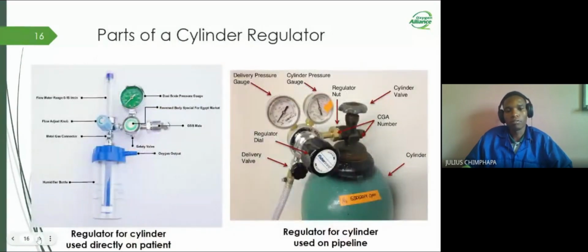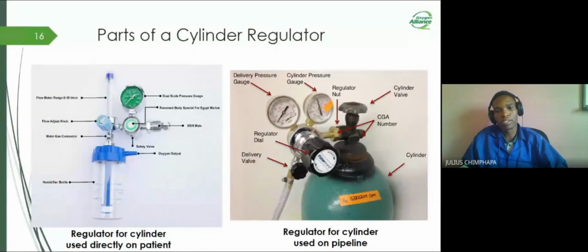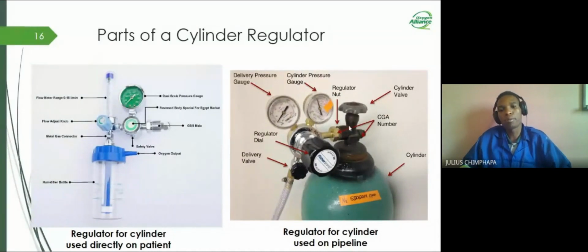And now moving on, let's take a look at some of the parts of the regulators. Looking at the picture on the right, we can see that there are two regulators, and the gauge for the gas inside the cylinder is called the cylinder pressure gauge, while the gauge for the gas outside, which is the regulated gas, is called the delivery pressure gauge. There is also a regulator nut which is used to tighten the connection of the gas, and closer to the regulator nut, there's a cylinder valve which is used for opening or closing the cylinder. So this one will let you transfer gas from the cylinder to the regulator, or it can close to avoid the gas moving from the cylinder.